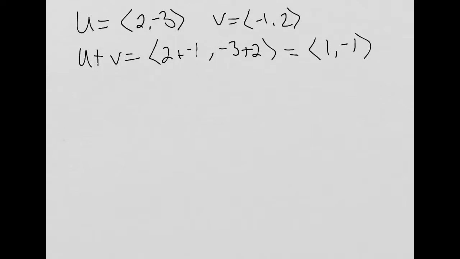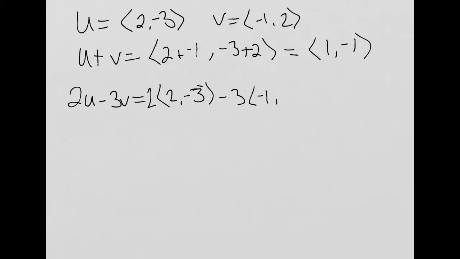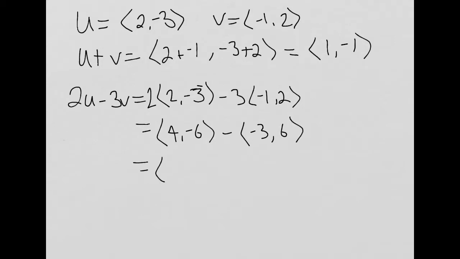That's much nicer than just doing the purely geometric representation. We can calculate these things pretty quickly. I could have 2u minus 3v. So that's going to be 2 times 2, -3, minus 3 times -1, 2. So 4, -6, minus -3, 6. 4 minus -3, -6 minus 6: 7, -12. So the arithmetic is pretty straightforward.